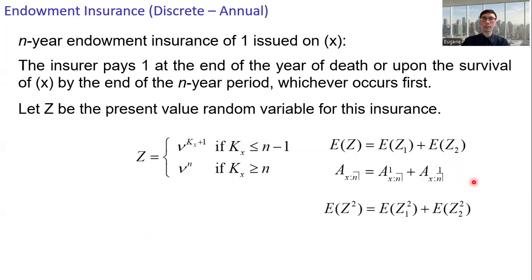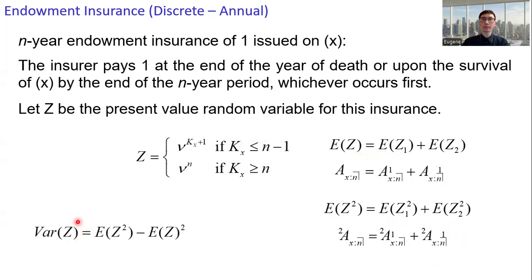Similarly, the second moment, the expected value of Z squared, is equal to the expected value of Z1 squared plus the expected value of Z2 squared. For the notation, we have the pre-superscript 2, and then the big A notation. And this is the expression. Once we get the second moment and the first moment of Z, we can get the variance of Z.